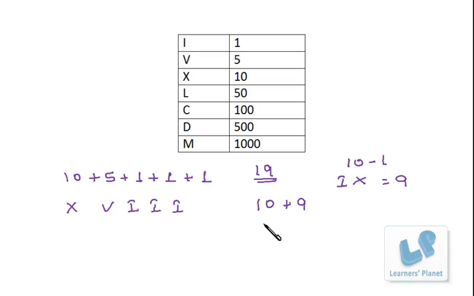Okay. So 10 is what? X. And 9 is what? I and X. So it's XIX. That is 10 plus 10, 20, minus 1, 19. Since I is written on the left side of X, we will deduct the value of I from the value of X. So it's 19. Now how do we write 20? That is 10 plus 10, that is X and X. Okay, so it's XX, that is 10 plus 10, 20.